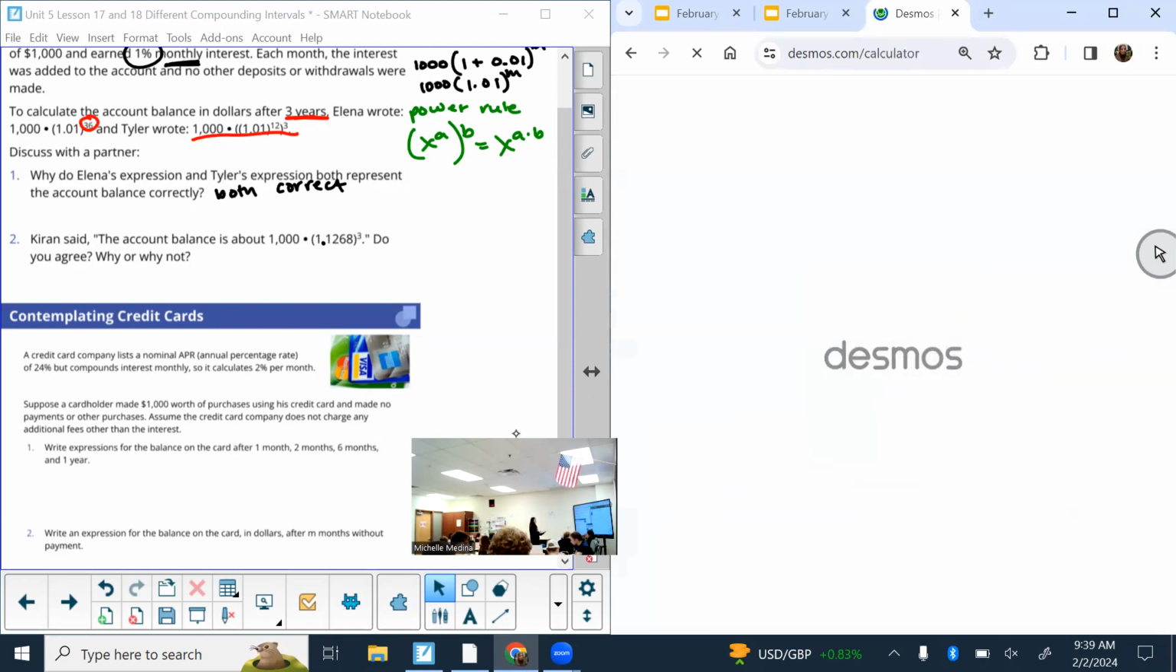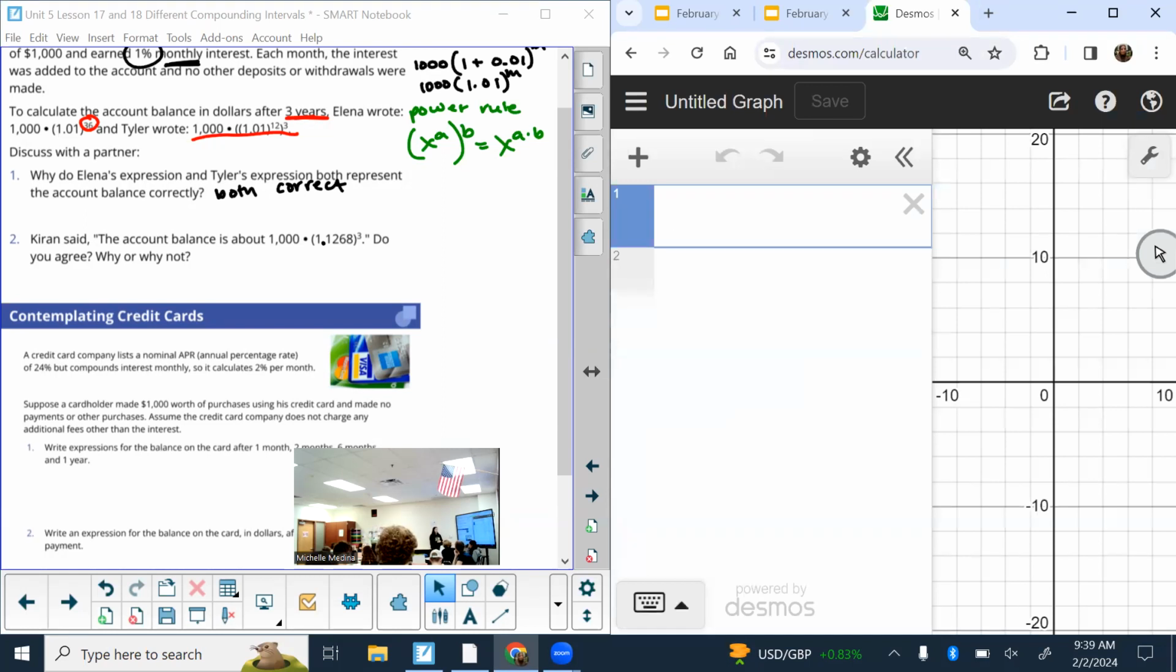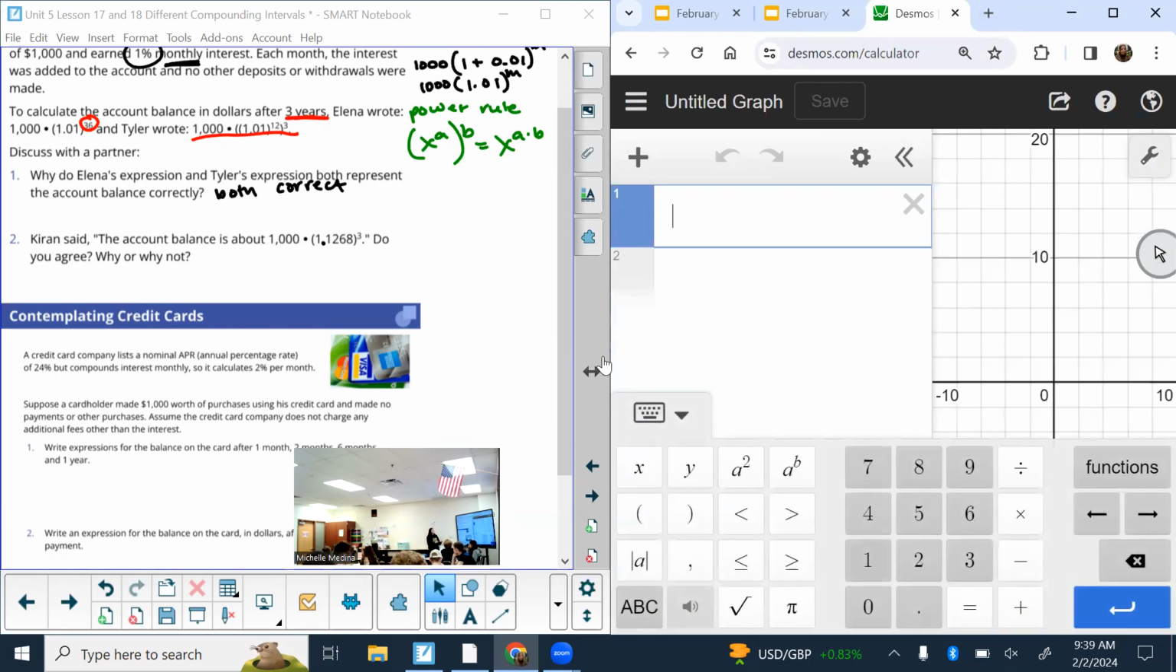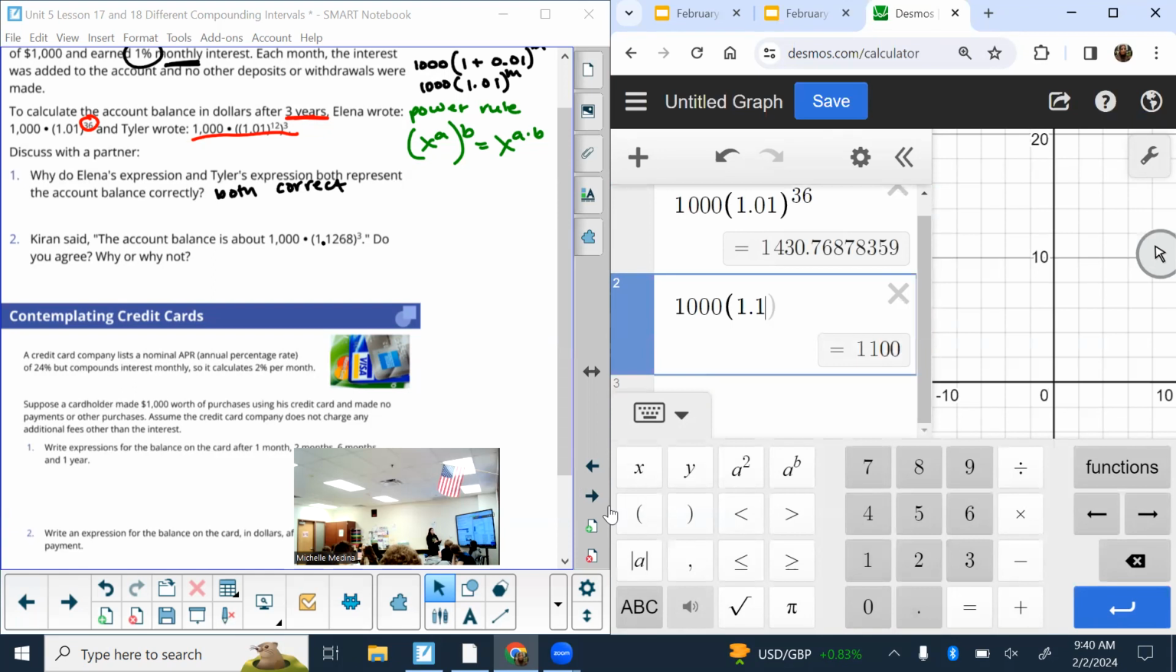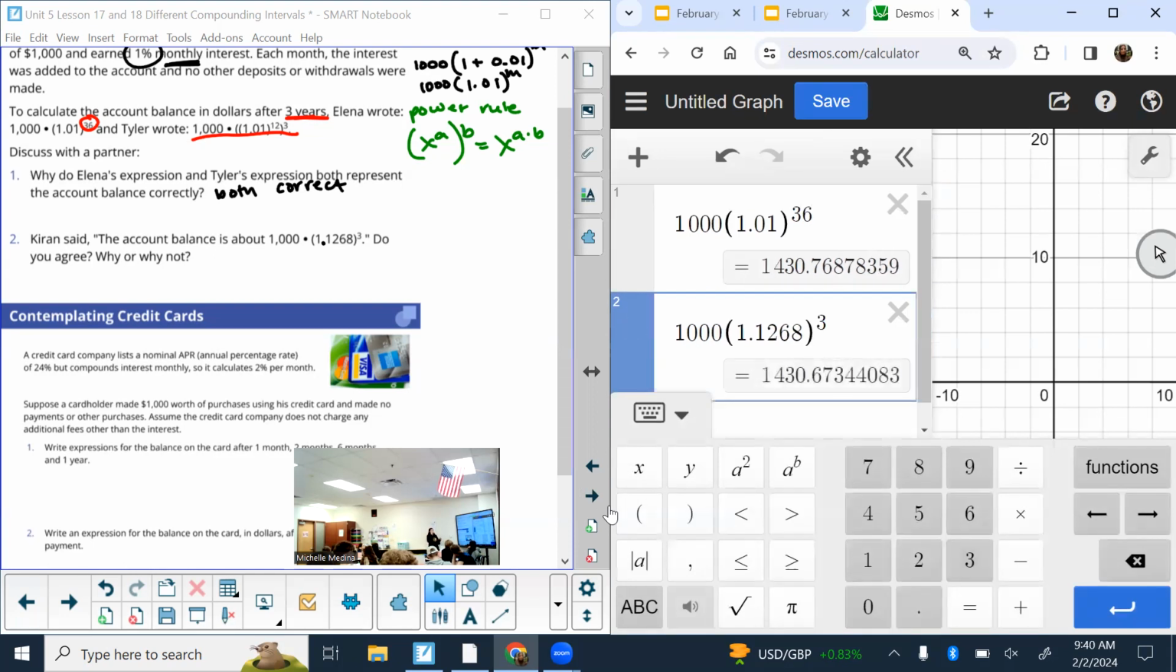So you're going to test it out in your calculator. We already know that Elena and Tyler's are both equivalent, so I'll just take Elena's because it's shorter. When I put that in the calculator, I get this decimal. When I put Kieran's in the calculator, I also get, wait, is it a little bit different? It is a little bit different. So, the book said it was correct earlier. Let me go and see it.